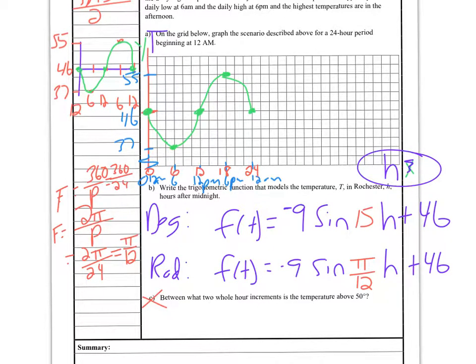Part C we're going to skip, so don't worry about that, okay? Typically it's done in the calculator, and we're just not going to jump to doing that stuff in the calculator yet. Don't forget to write your summary and get your practice done in class.